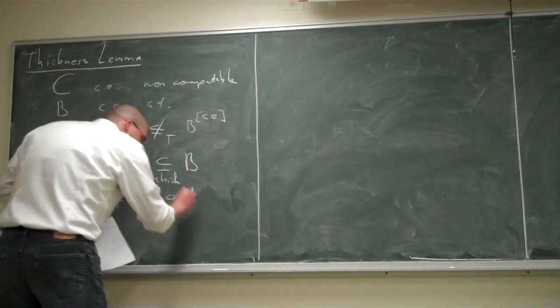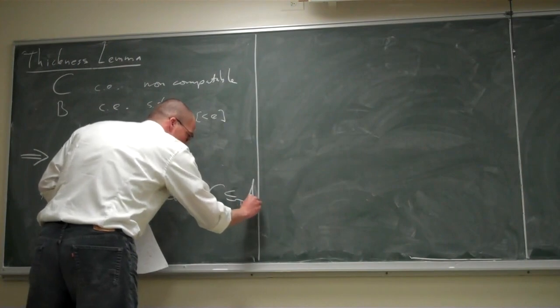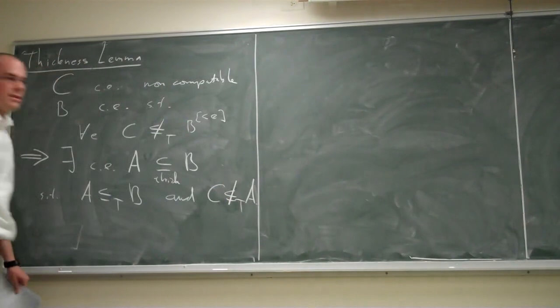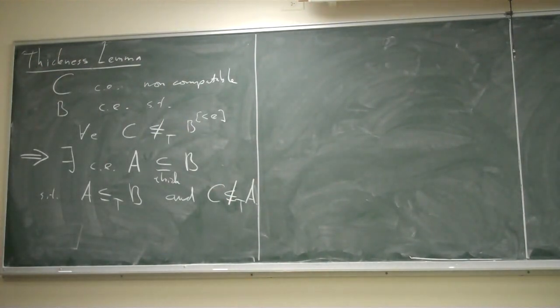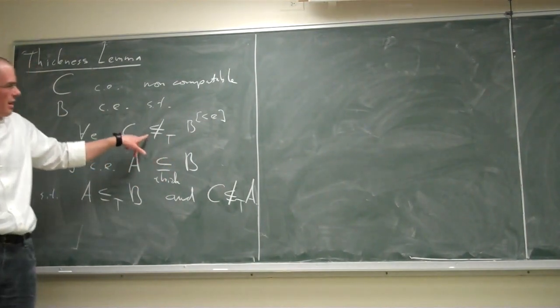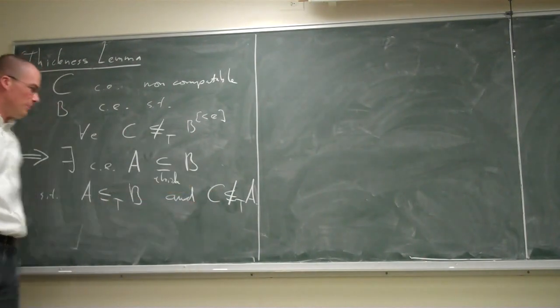And C is Turing reduced. Oh, I guess I didn't fix my notes. C is not computable from all of A. This is the essential improvement. From B to A, the essential improvement is that instead of not being computable from some number of columns, it's not computable from the whole set.